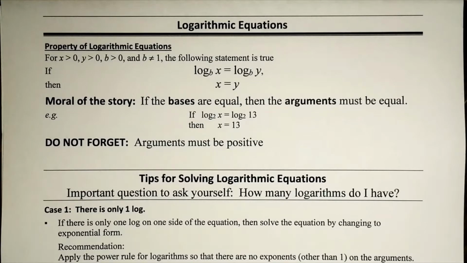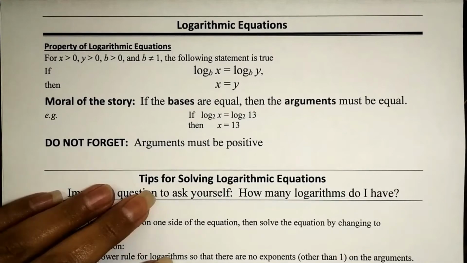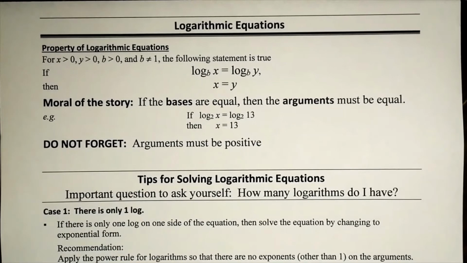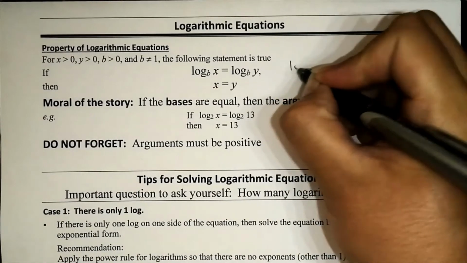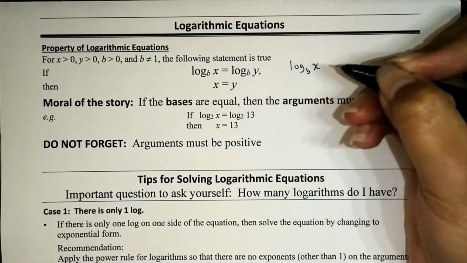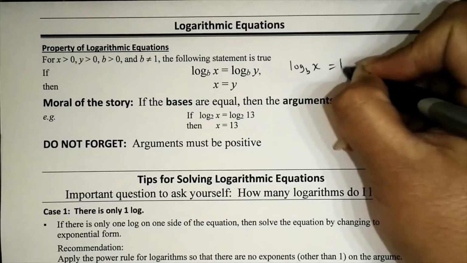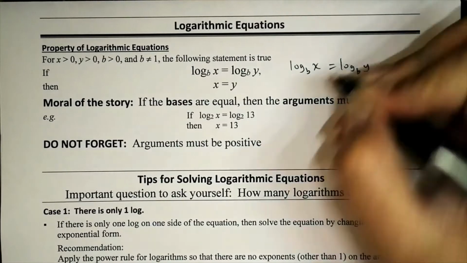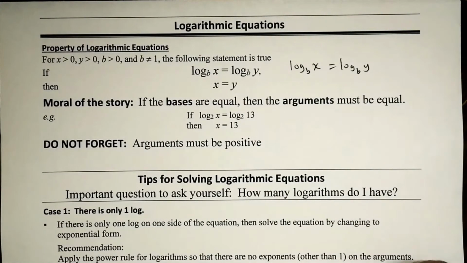So the property of logarithmic equation reads, I know you can read it, but I know you also miss my handwriting. So the property of logarithmic equation reads, if log base b of x equals log base b of y, then what has to hold true, or how would we solve it?